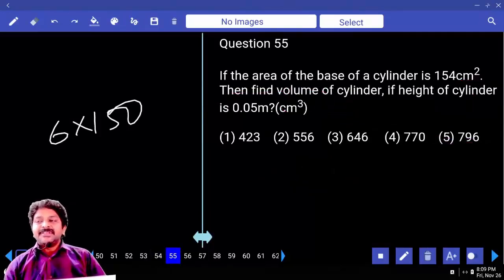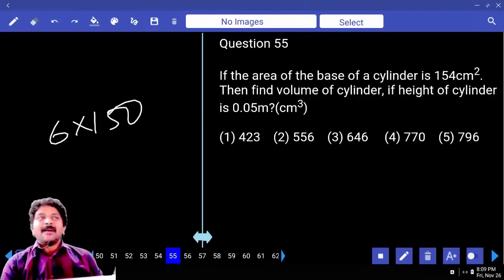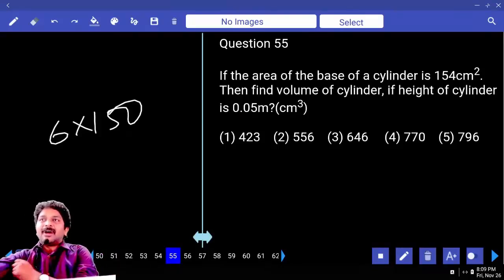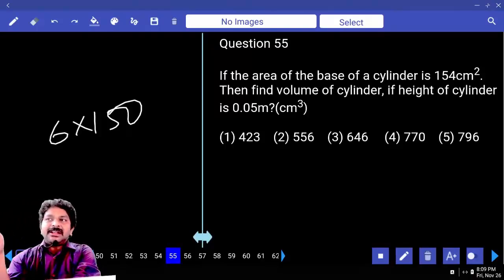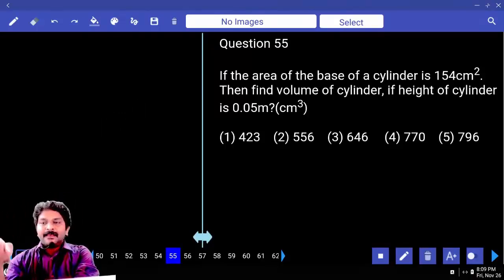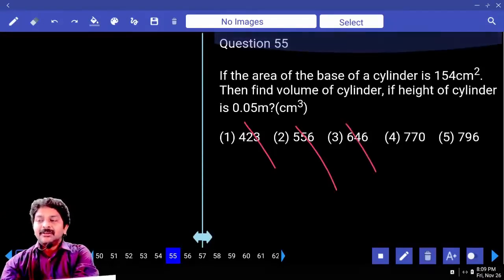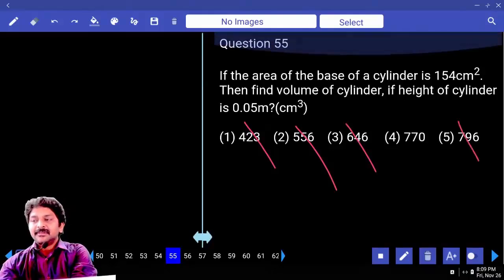If the area of the base of the cylinder is 154, then find the volume of the cylinder. Stop. Volume of the cylinder. Volume. Do you have pi involved in it? Whenever pi is involved, you know that answer must be... Can it be first option, second, third, fourth, fifth? Final answer.